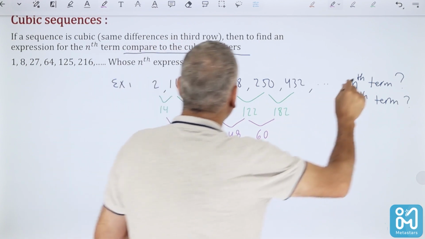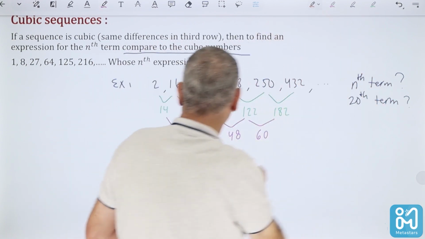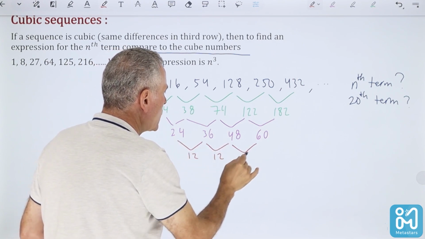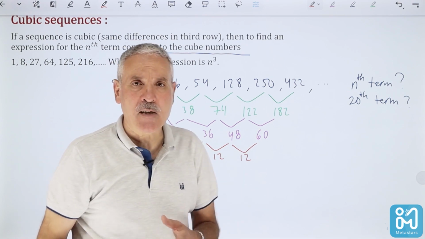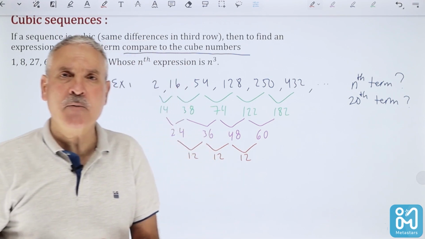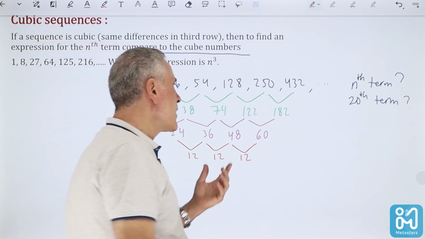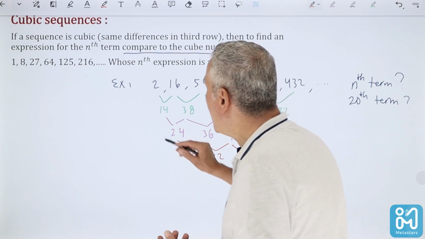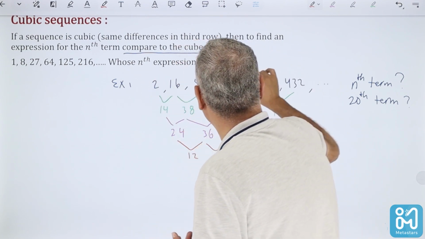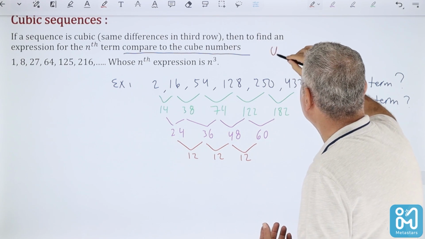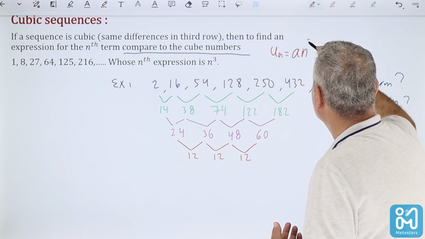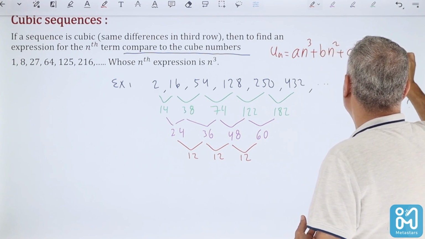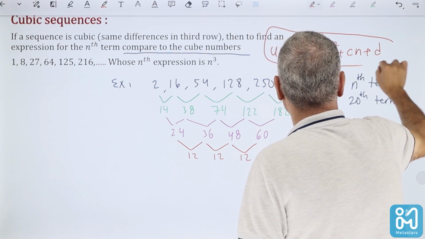And then we'll find other differences, the third row of differences: 12, 12, 12. We have to do this in order to find out the type of sequence we have. And now we've decided that we have a cubic sequence. One thing that could also be useful: the nth term of a cubic sequence must be in this form, An cubed plus Bn squared plus Cn plus D, which is the general form of a cubic expression.